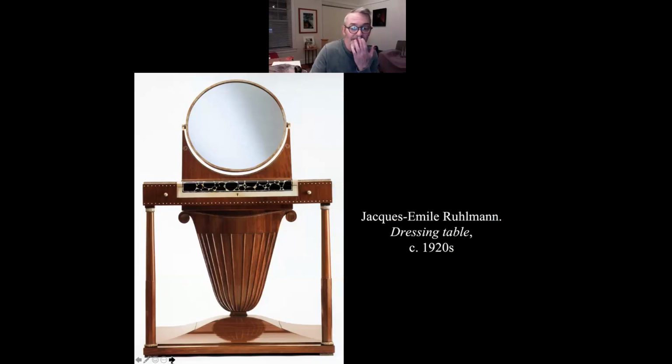Here we go. This dressing table has very glossy surfaces, glossy wood finishes. You can see the reflection in the base of this dressing table. Do you see the urn very prominently displayed? The urn makes you think of Greek, Roman, I hope.